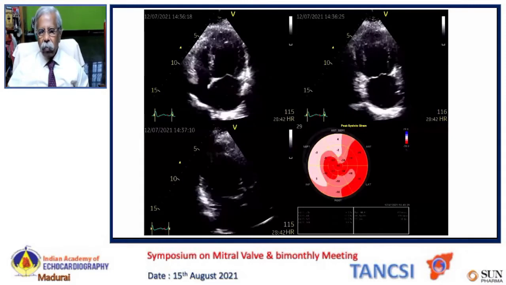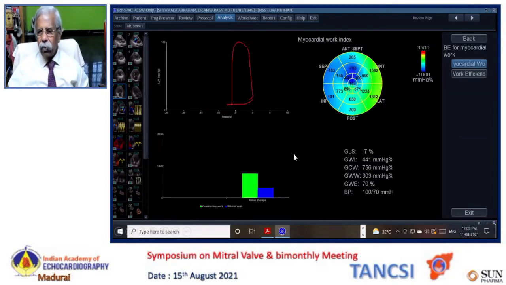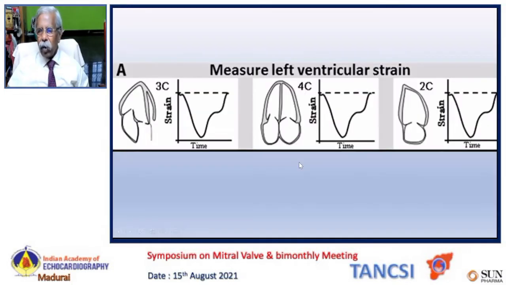You can see here this patient has a grossly dilated left heart. Both LA and LV are dilated. And one interesting point which I want to say regarding this patient is the myocardial work. You can see here, this is the global longitudinal strain, -7. And this is the global work index, and this is the myocardial work index, 441. And global work efficiency is 70% with a BP of 100/70. And this is the myocardial efficiency.